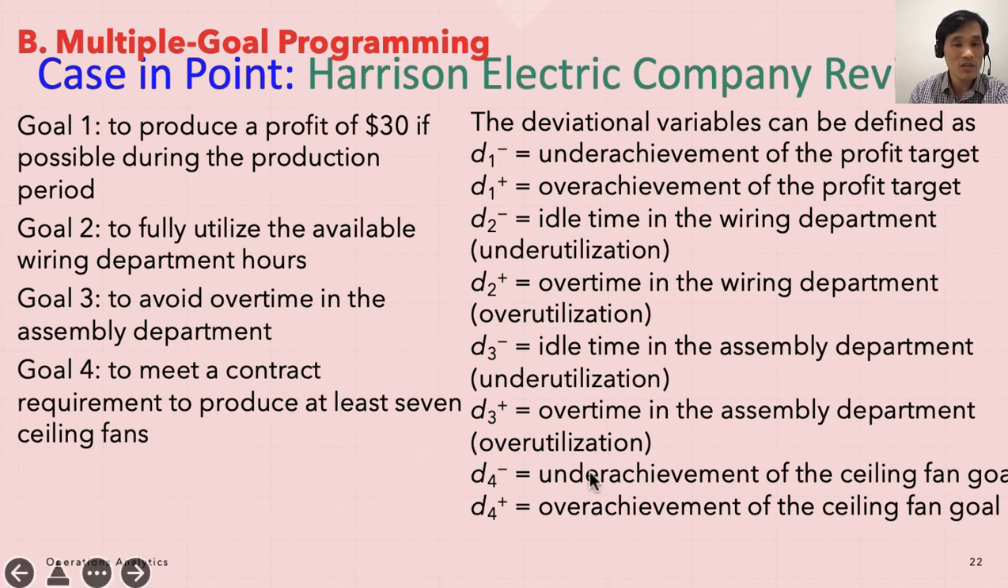And now D4 minus and D4 plus are for the contract requirement to produce at least 7 ceiling fans. So you are supposed to make 7 fans, but say you produce only 3, then 4 is your D4 minus, and D4 plus would be, say you produced 8, then it's going to be 1. You produce 7, then it's going to be 0. So you have these different deviations, and you're going to use them for multiple goal programming.